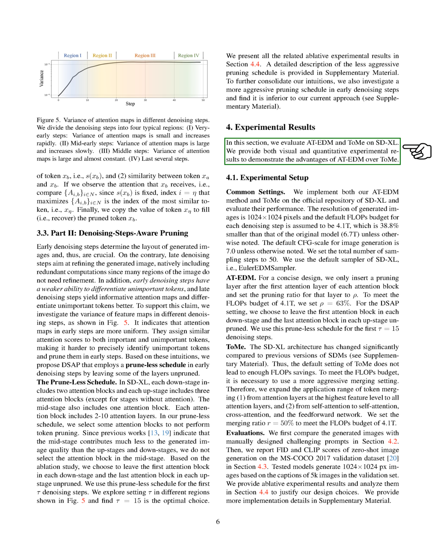For our AT-EDM method, we incorporate a pruning layer after the first attention layer of each attention block with a specific pruning ratio. To meet the computational budget, we set the pruning ratio to 63%. Additionally, we implement the DSAP strategy by not pruning certain attention blocks in the early denoising steps.